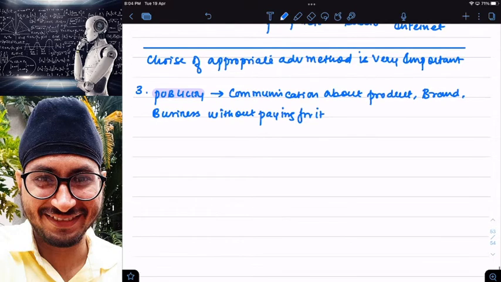In simple words, it is reaching customers at negligible cost. I'm able to reach my customers at a very minimum or zero cost. Then it is called publicity.